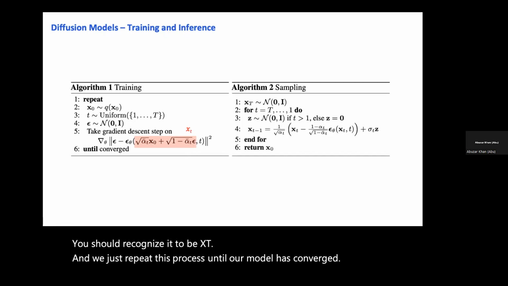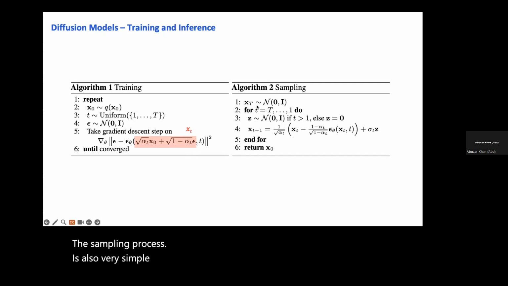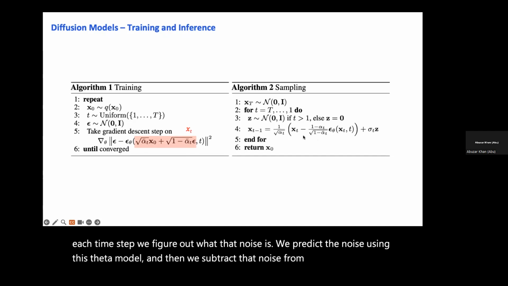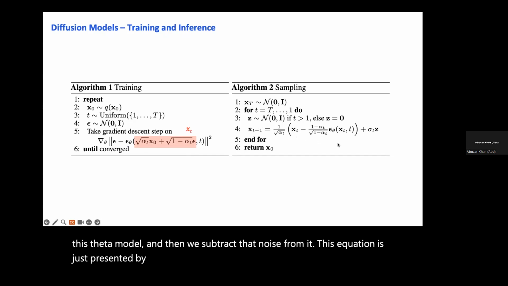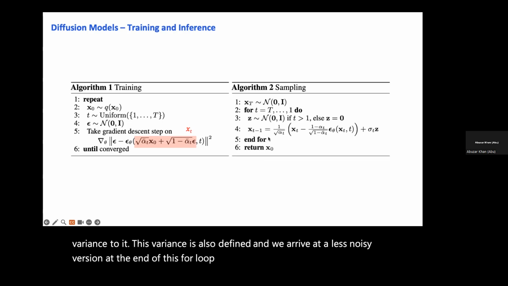The sampling process is also very simple. We sample, and for each time step, we figure out what that noise is. We predict the noise using this theta model, and then we subtract that noise from it. This equation is just presented by the inverse of what we had before. We add some variance to it. This variance is also defined, and we arrive at a less noisy version. At the end of this for loop, we would have our image.